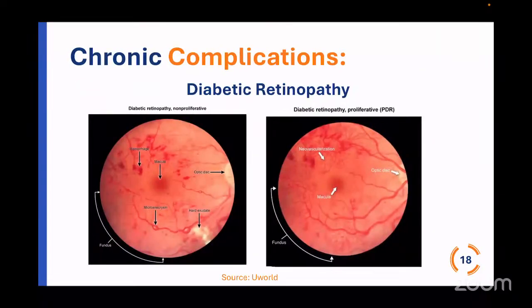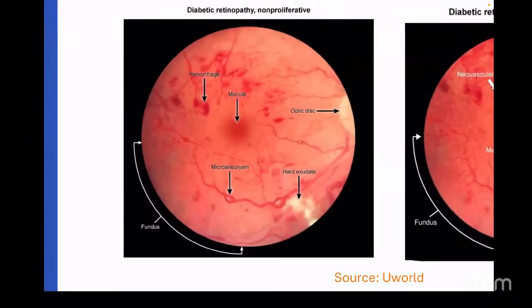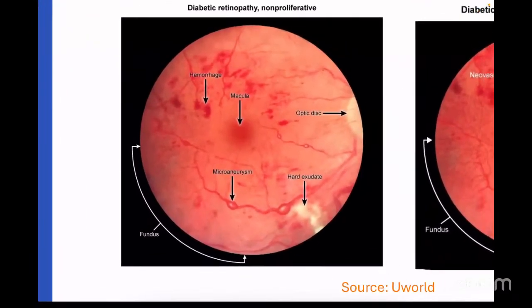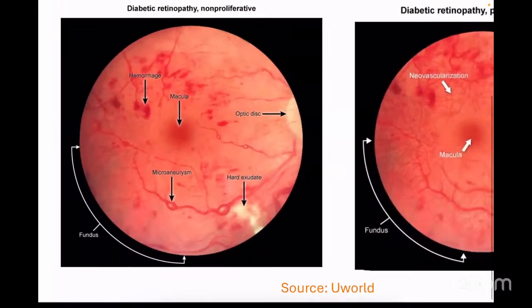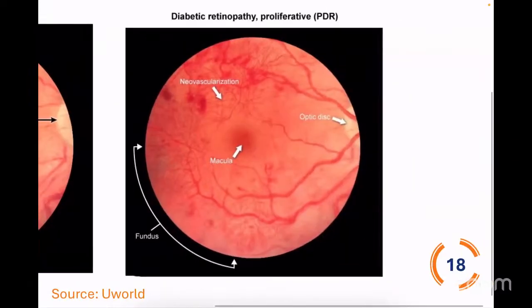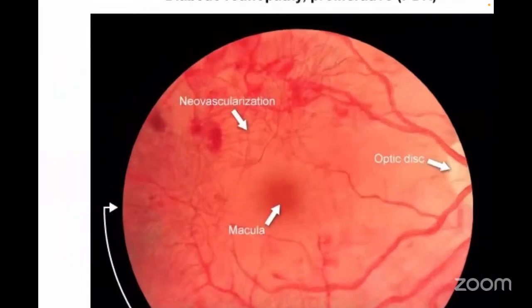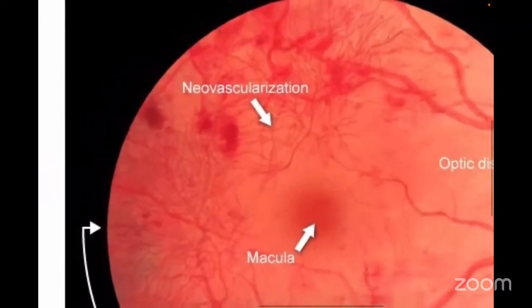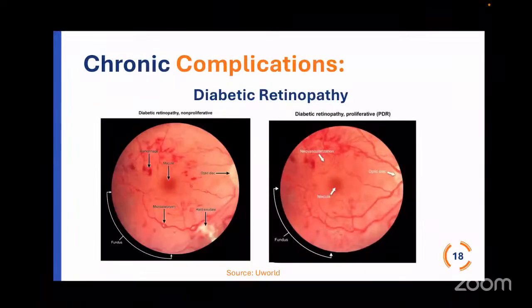So this is an image of diabetic retinopathy. On the left side, we have non-proliferative diabetic retinopathy. We can see hemorrhages, microaneurysms, and hard exudates. On the right side, we have proliferative diabetic retinopathy. As we can see here, there are multiple or many new vessel formations.